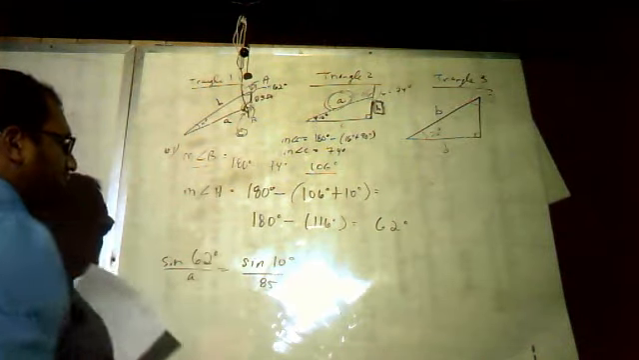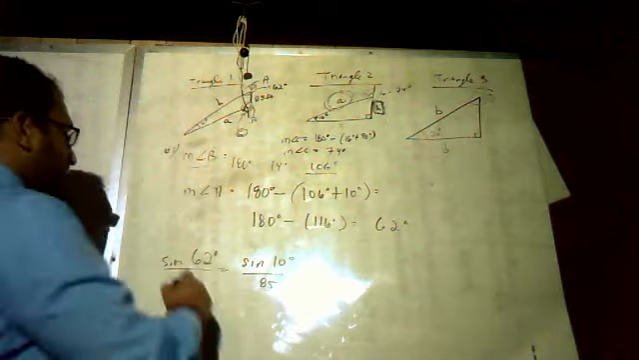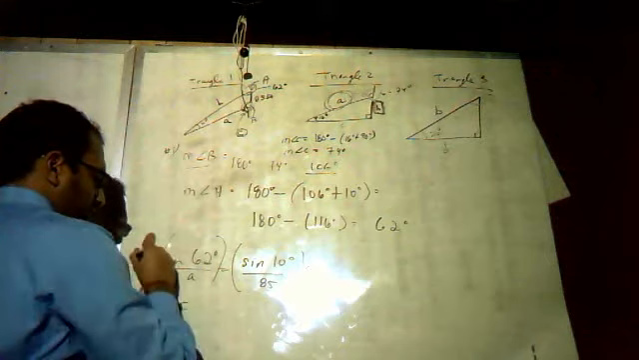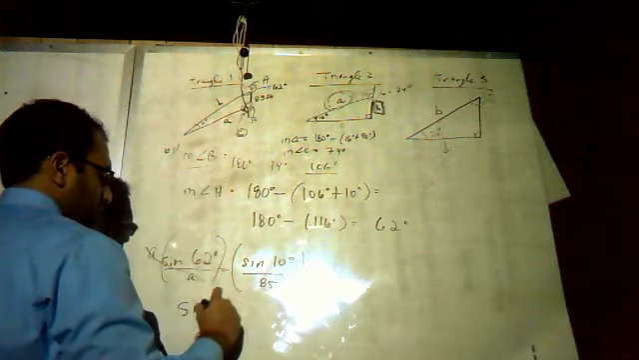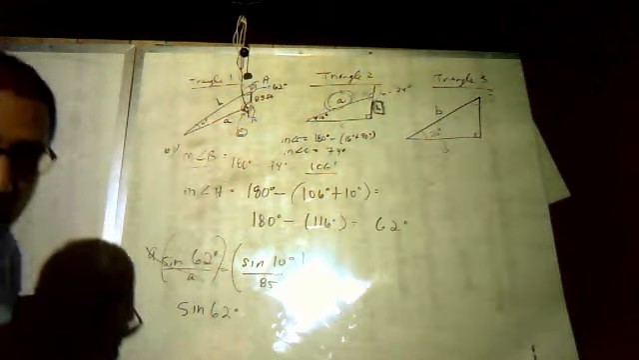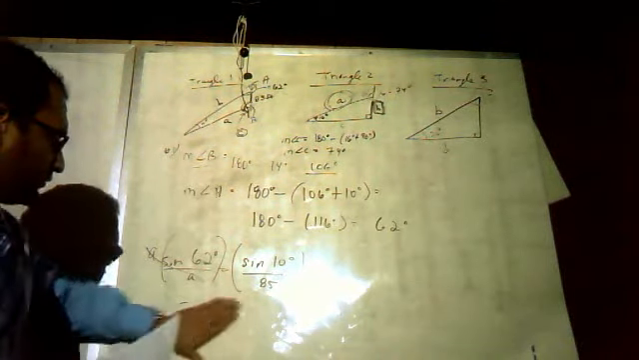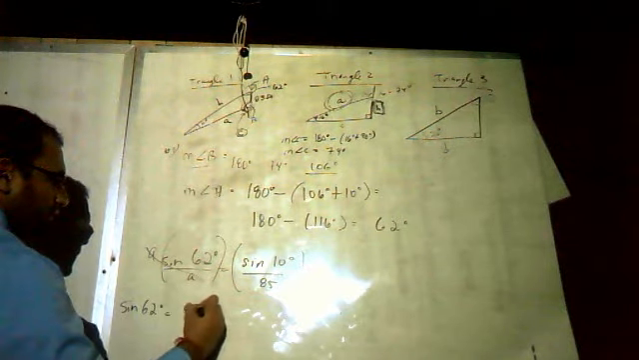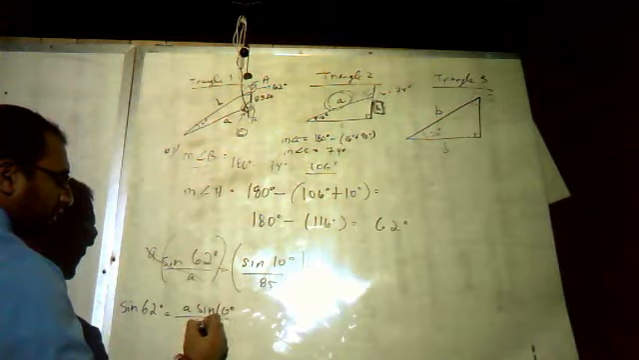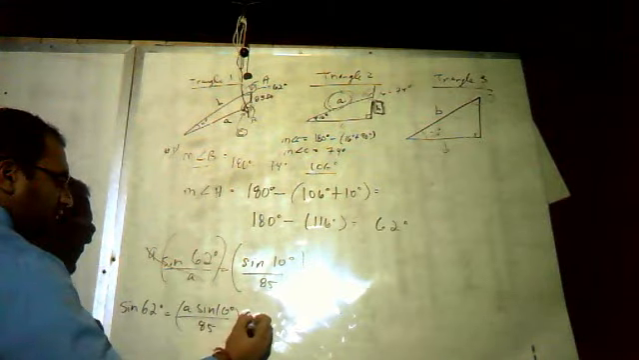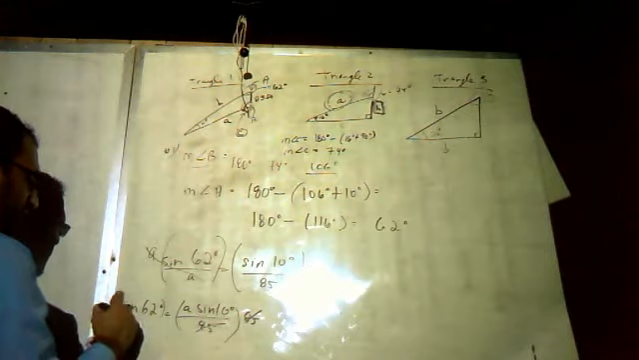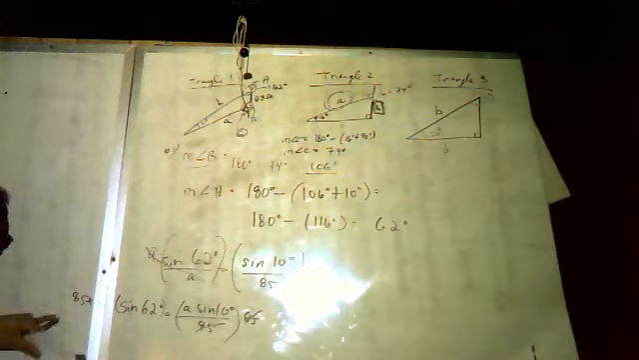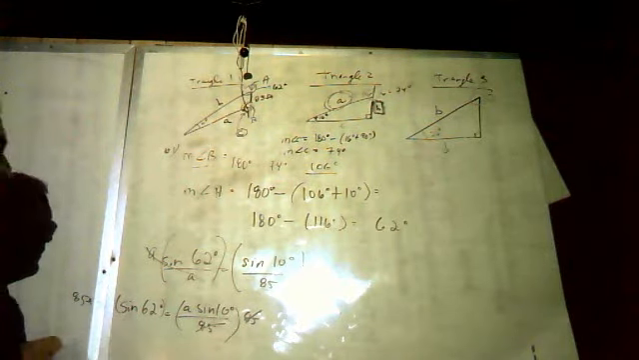So it's the sine of 62 degrees divided by A is equal to the sine of 10 degrees divided by 85. Multiply by A on both sides. So the sine of 62 degrees is equal to A times the sine of 10 degrees divided by 85. Multiply by 85. So it's 85 times the sine of 62 degrees is equal to A times the sine of 10.